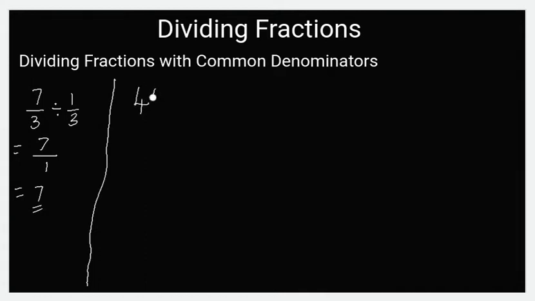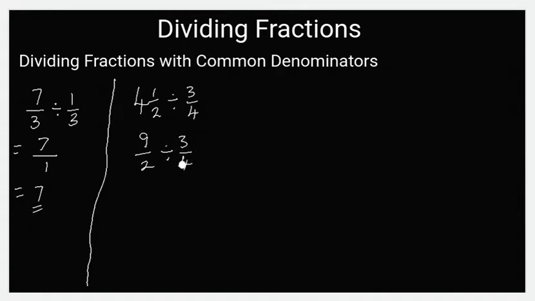4 and 1/2 divided by 3 over 4. So whenever you have a mixed number, you want to change it when dividing. When you want to divide, just like when you want to multiply, you change your mixed number to an improper fraction. So this will be 4 times 2, 8, plus 1, 9. 9 over 2 divided by 3 over 4.